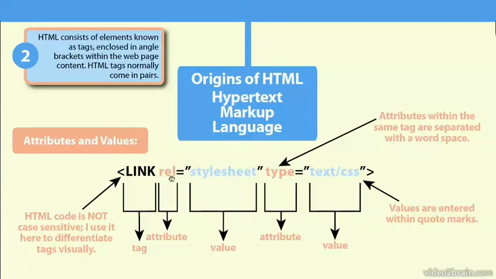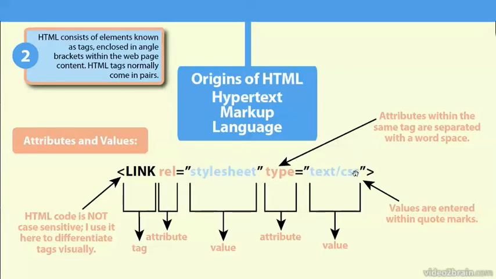I like to think of the attribute as maybe a question, and then the value is the answer to that question. For example, in this particular case, the link element type is the question: what type of link is it? And the answer is it's a CSS file. So that's kind of how I like to think about it.